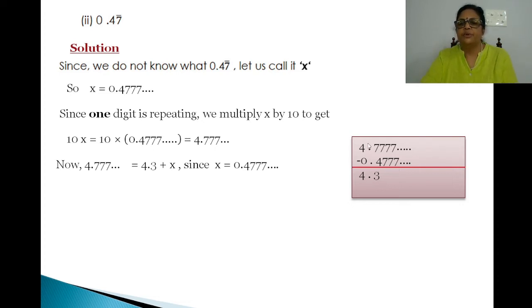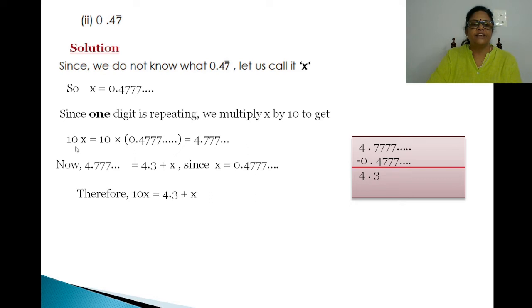Minus 0.4777 etc. The decimal points are in the same column. Whole number part minus whole number part is equal to 4. 7 minus 4 is 3. Then 777 etc. up to infinity minus 777 etc. up to infinity is very close to 0. So we will consider this as 4.3. So 4.777 etc. is equal to 4.3 plus x.